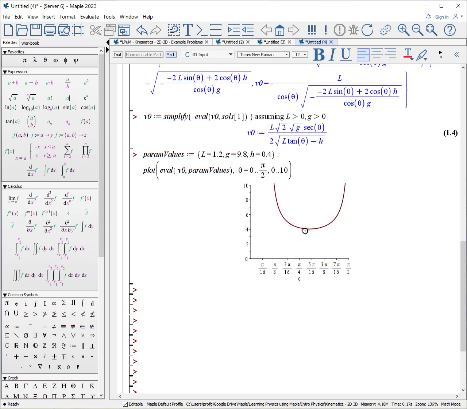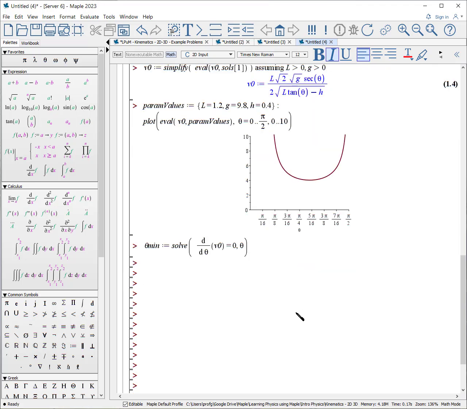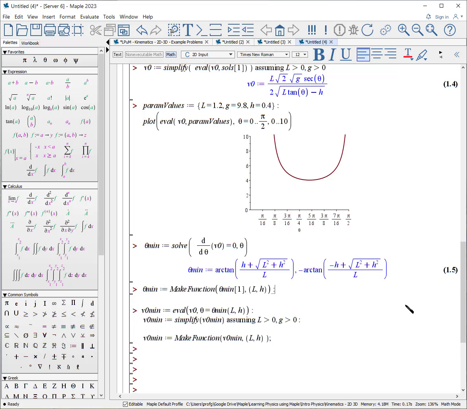And it's fairly clear that there is a minimum value for the launch speed which will put the ball into the location of L equals 1.2, h equals 0.4. Time to solve for that minimal angle. That means take the derivative of our expression for velocity with respect to angle and set it equal to 0. That's the slope at that location. Solve for the angle, and we get two results. We'll choose the positive one, for which we'll make a function with respect to L and h, and then of course calculate the V0 minimum function, which is now a function of L and h.